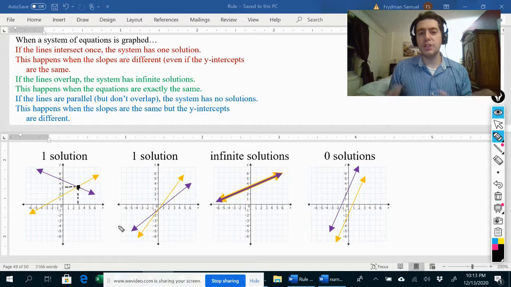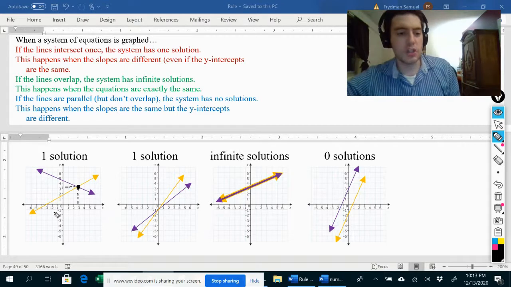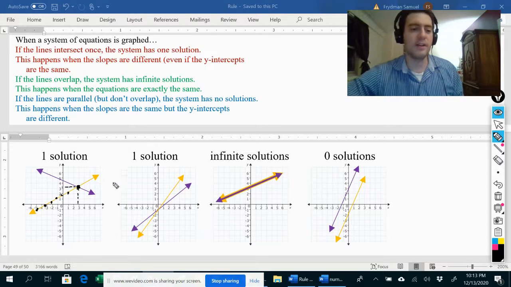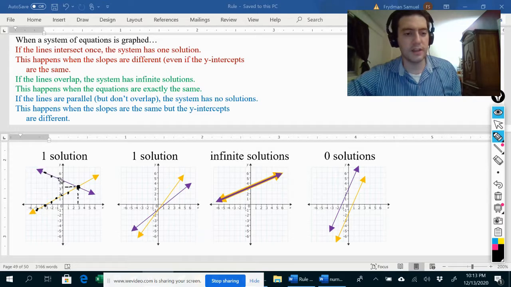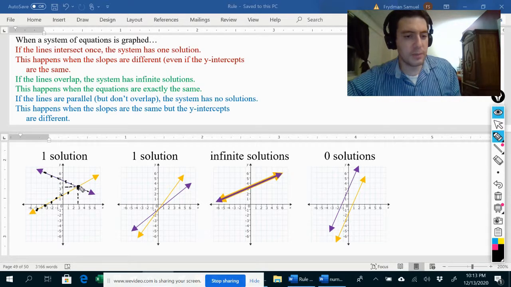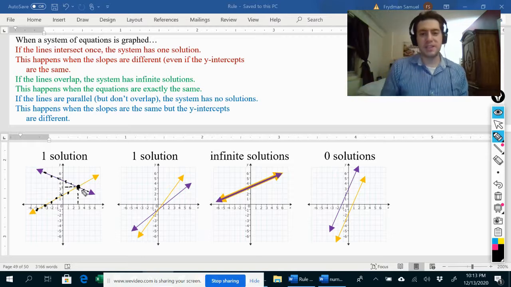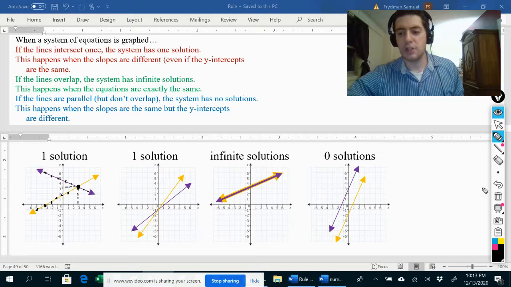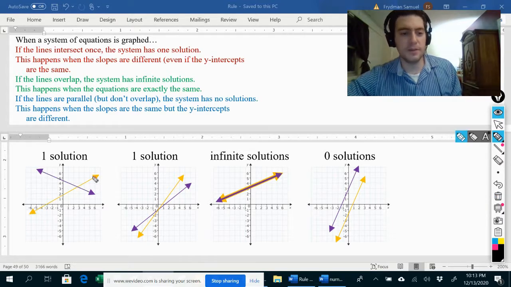Remember, individually, each equation would have an infinite number of solutions. So any point along this line would be a solution to whatever equation it was that gave us this yellow line. And any point along this line would be a solution to whatever equation gave us this purple line. But only the point of intersection, since it's on both the yellow line and the purple line, would be a solution to both of those equations. So that would be the only solution to the system, meaning it's the only solution for both equations, okay?